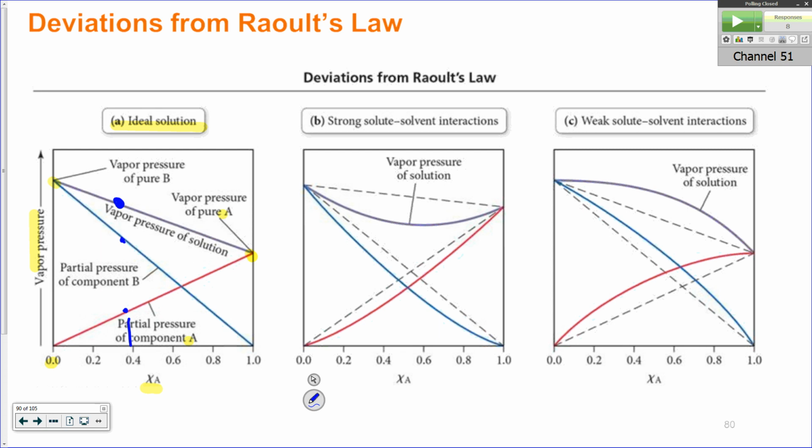Okay, but if it's non-ideal, so what happens when you have strong solute-solvent interactions? It causes the sagging of the total vapor pressure curve. Now the things are sticking together too much, so it's a little bit lower than we predict it to be ideally. The ideal would be the dashed line, but it's lower than we expect to see. And when we have the weak interactions between the two, now it's the opposite.